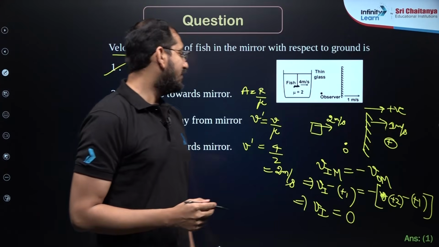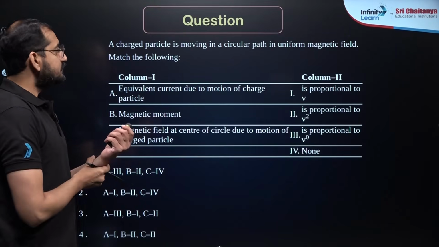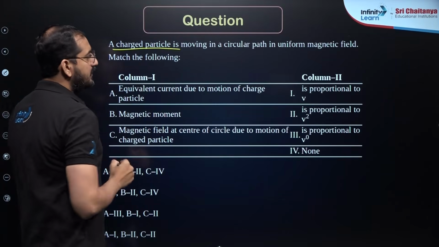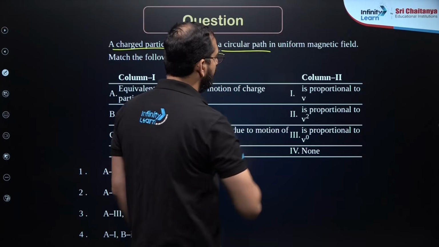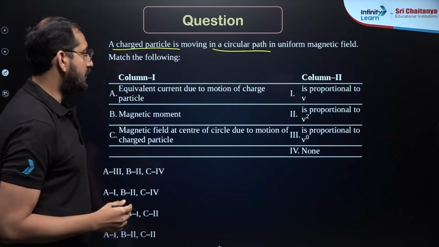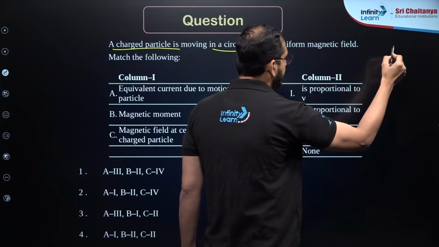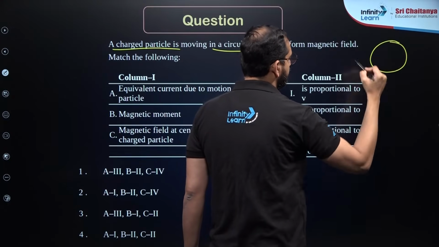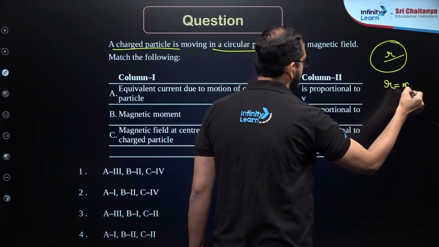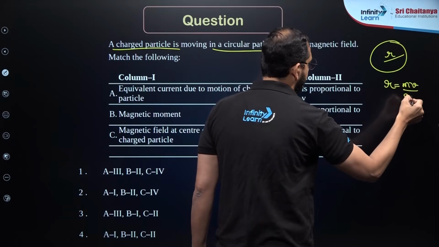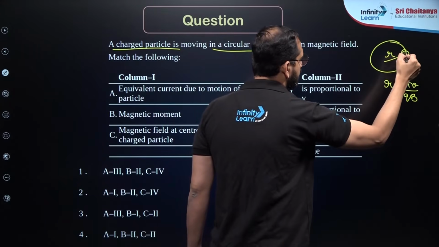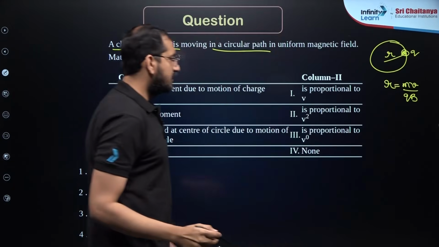Okay, let's move on to our next question now. Question says that there is a charged particle which is moving in a circular path in a uniform magnetic field. So if there is a charged particle which is moving in a circular path, then the radius r, we know it is given as r equal to mv by qB. Let us say this is the charge q over here.